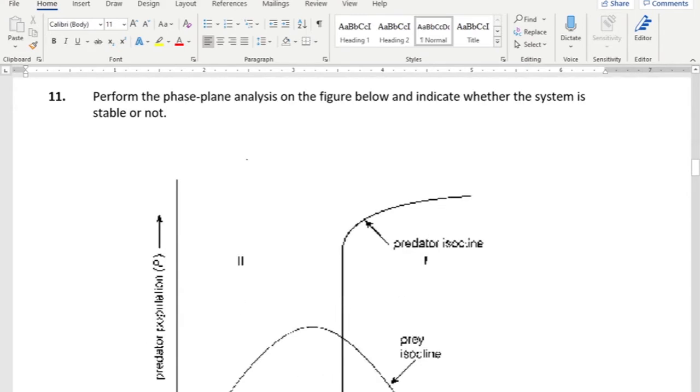All right, so now perform the phase plane analysis on the figure below and indicate whether the system is stable or not. Well, clearly this isn't going to happen in a take-home exam, but you should. You may have to do the phase plane analysis, but you're not going to draw it on the exam. So the question is, is this one going to result in stability, or is it going to result in something that cycles out of control? Okay, so let's think about that.